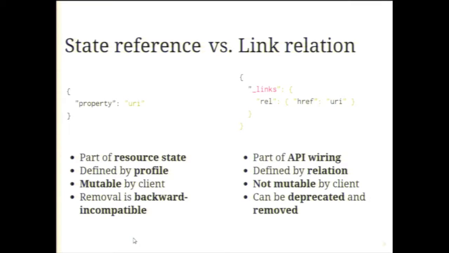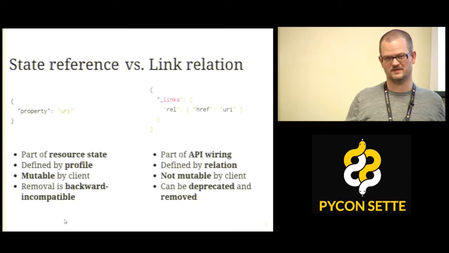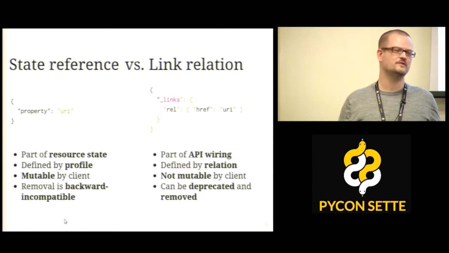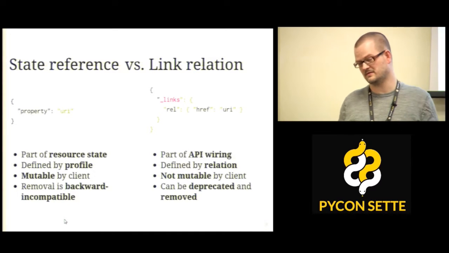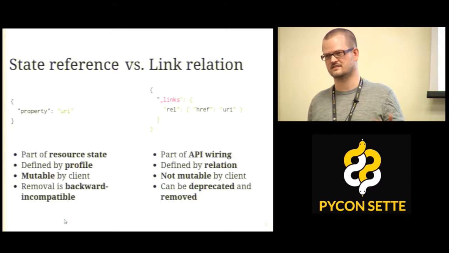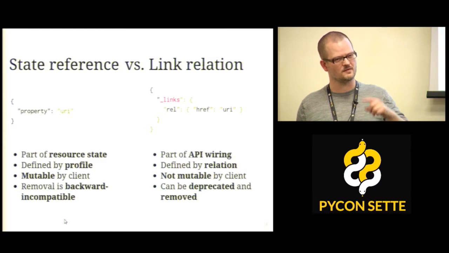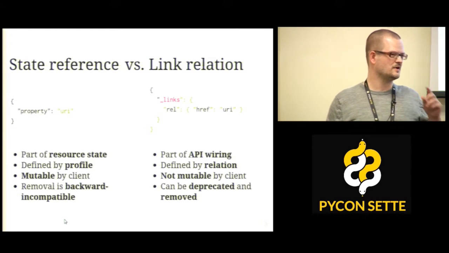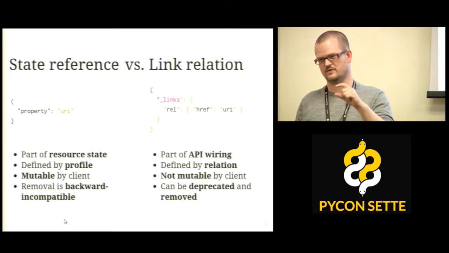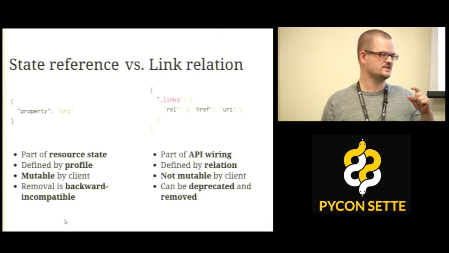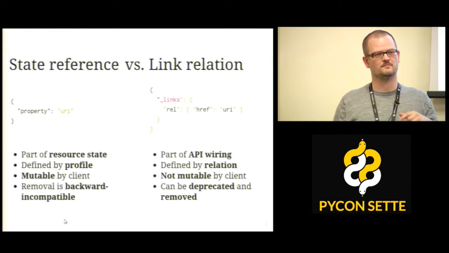And if you are a good API citizen, then you will never introduce backwards incompatibility. And that means that as a server, you cannot remove the possibility of linking anymore without introducing backwards incompatibility, because you have promised clients that they will get this property. Now on the right-hand side, you see a hyperlink. Now hyperlinks are part of the API wiring. They're not really part of the state itself, which is the data itself. It's not defined by the profile.